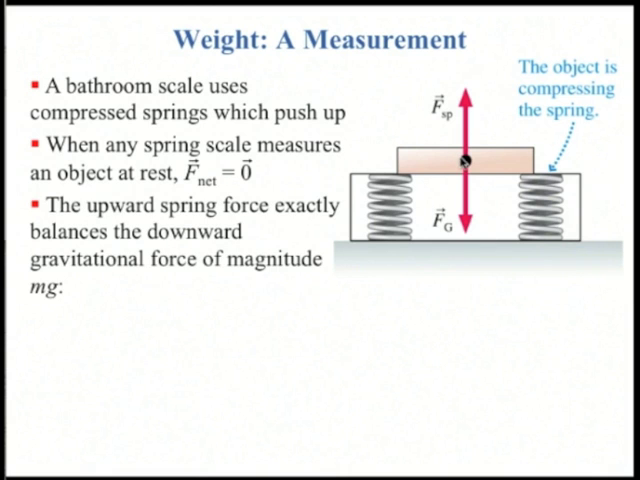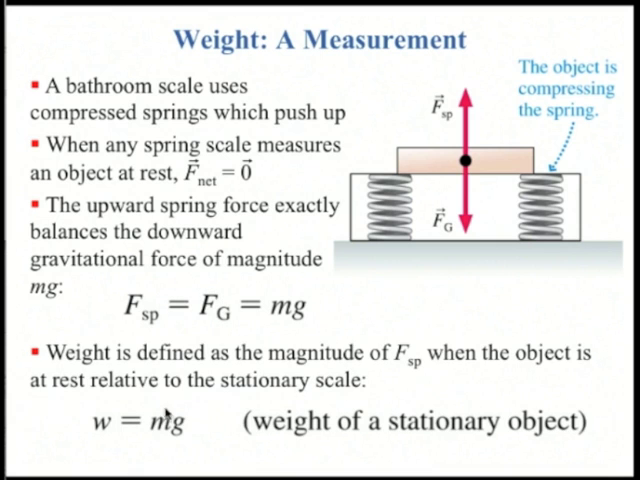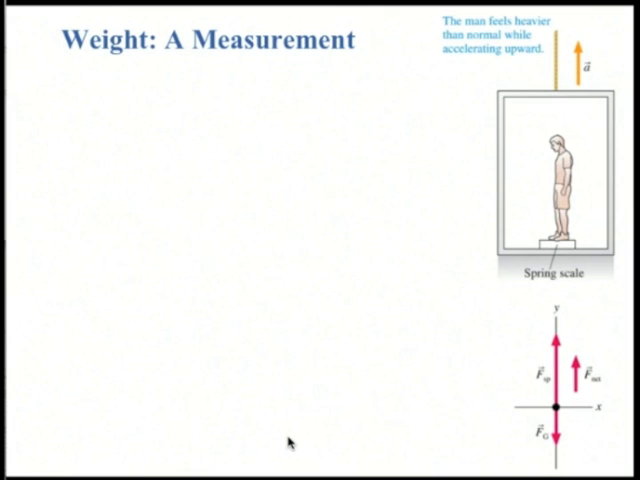If you have an object here and it's not moving, the net force on it is 0. That means the spring force exactly cancels the force of gravity. Force of spring equals force of gravity equals mg. So the weight of an object sitting on a stationary scale is equal to m times g.